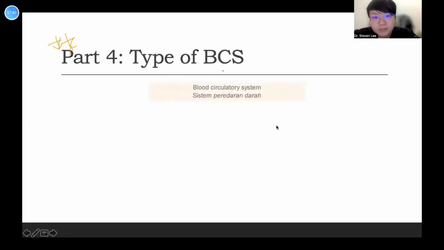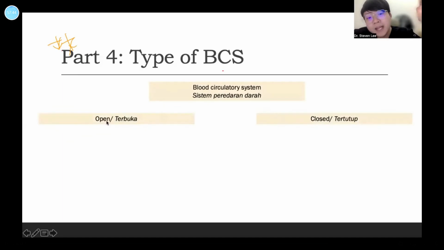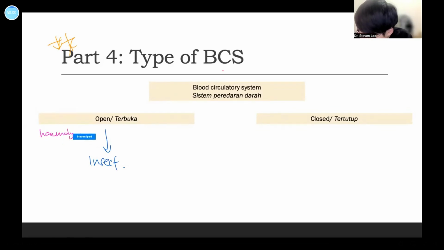The first one is open or closed. So what's the meaning of open? Open, maksudnya, your blood, so-called, actually there's no blood line. This is actually insect, serangga, okay? So there's no blood. The so-called blood is hemolymph. In Bahasa Melayu it is hemolimfa, okay? So this hemolymph, use another color lah. Orange color is too, hemolymph, okay, flows within body cavity.